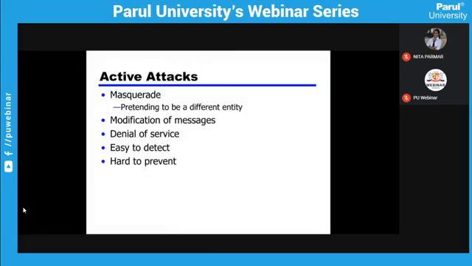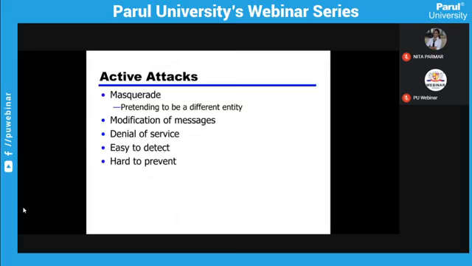One of the types of active attacks is denial of service (DoS). In denial of service, the hacker steals the ciphertext message, and the message is not further transmitted to the receiver. So the receiver will not be able to get the message at all. Okay.